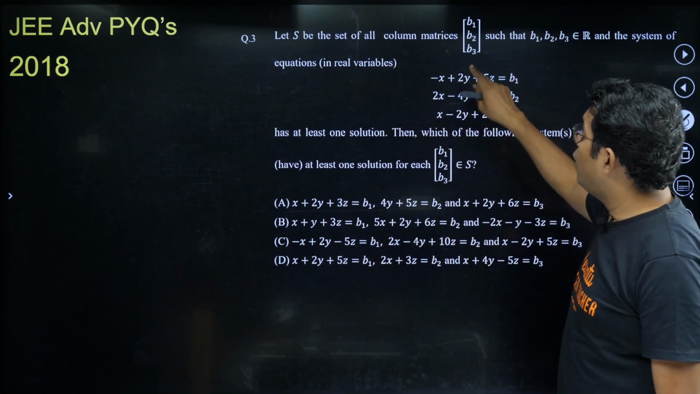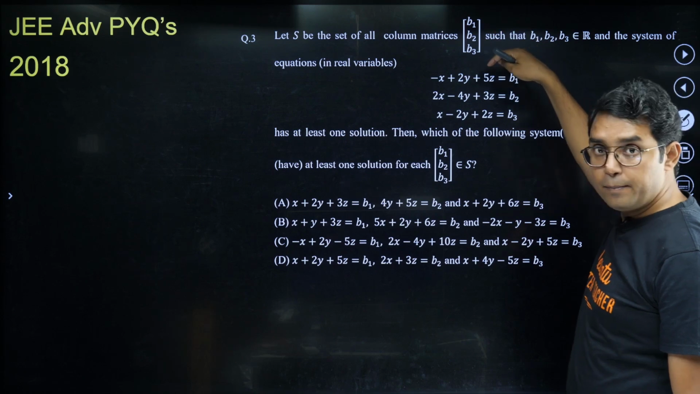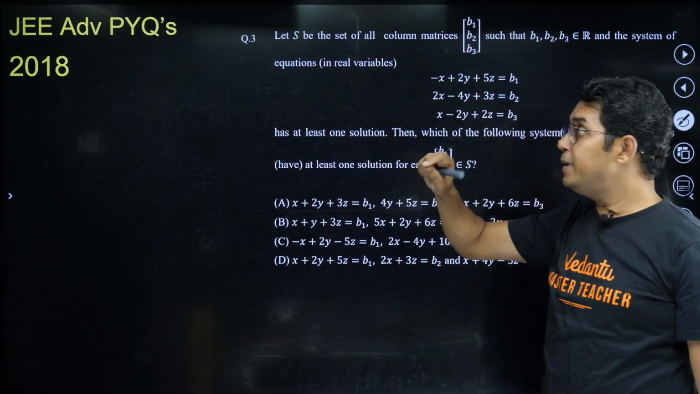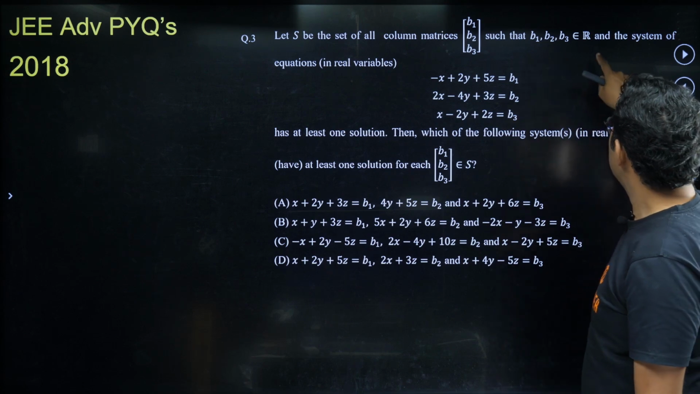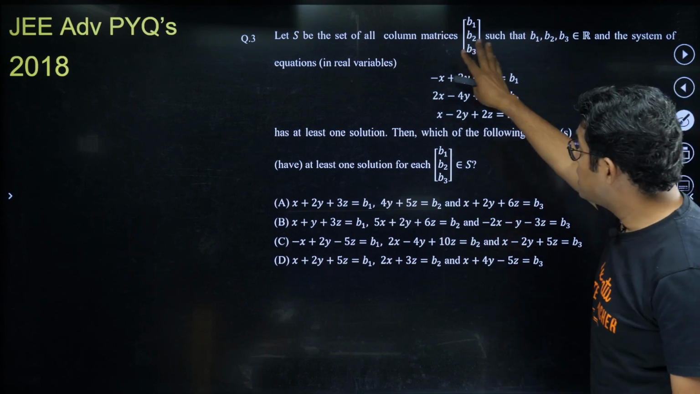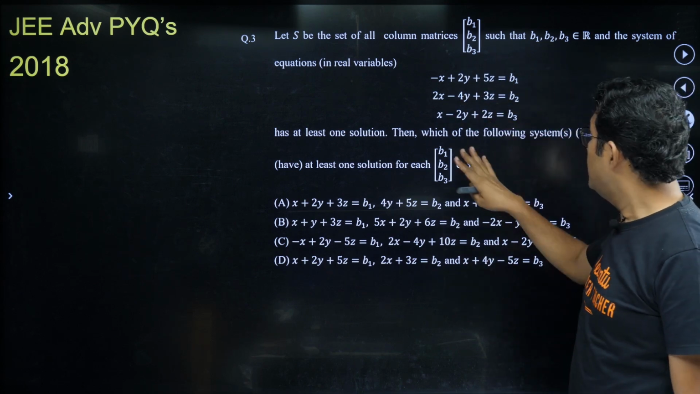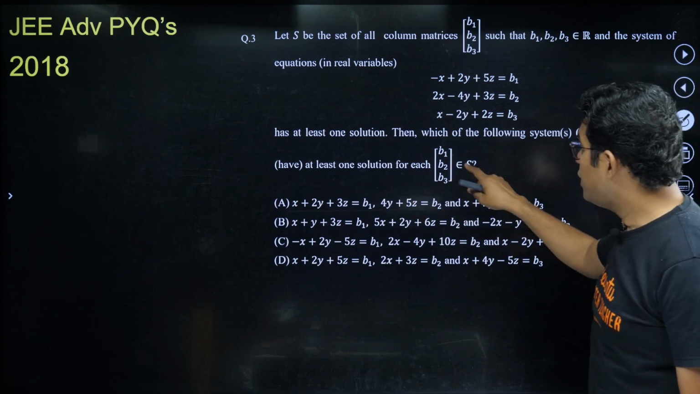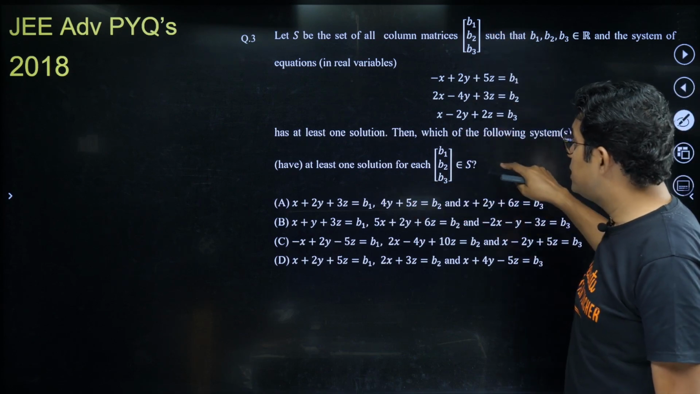S is a set of all column matrices B1, B2, B3. Maybe you can say S is a set having ordered triplets B1, B2, B3 such that they are all real numbers, and the system of equations has at least one solution. Then which of the following systems has at least one solution for each B1, B2, B3 belonging to S?